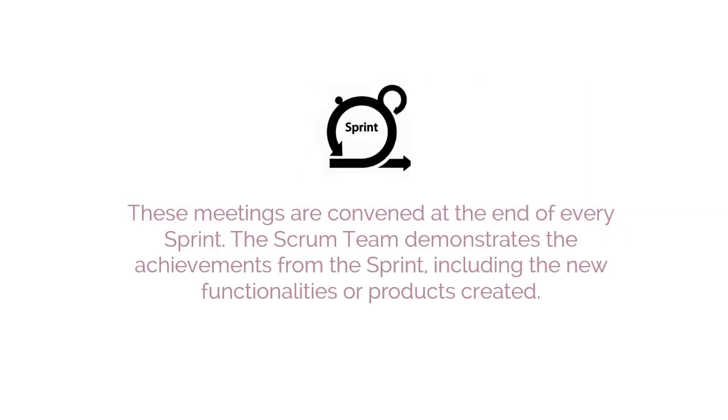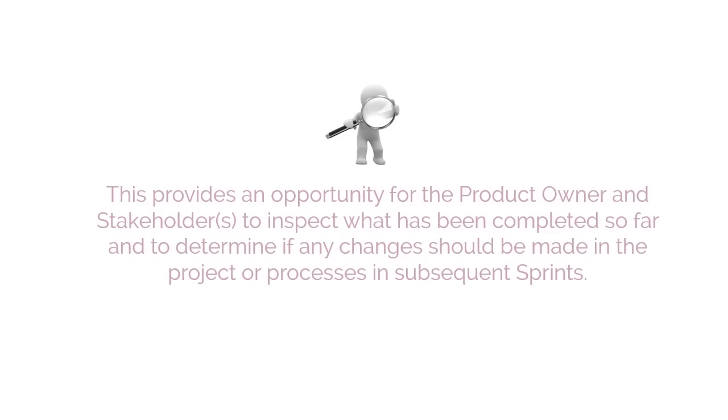These meetings are convened at the end of every sprint. The Scrum team demonstrates the achievements from the sprint, including the new functionalities or products created. This provides an opportunity for the product owner and stakeholders to inspect what has been completed so far and to determine if any changes should be made in the project or processes in subsequent sprints.